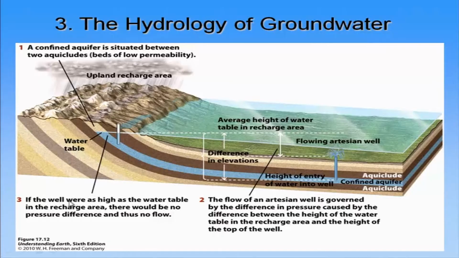Now if the well were as high as the water table in the recharge area, there would be no pressure difference and thus no flow. So if the well is as high as the water table, in this case there won't be any water flow, but in the case of the lower reaches, you will find the formation of artesian flow. And this also, to some extent, is what we are talking about with the hydraulic gradient here, that is the difference between the height of the water table between the two wells in the upper reaches and the lower reaches.